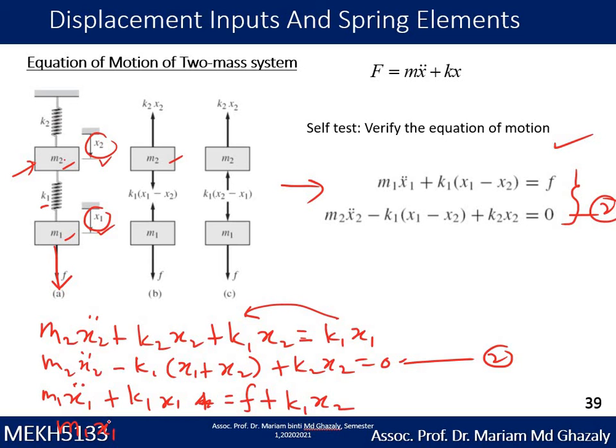M1 x1 double dot, and K1, bring it to the left side, so you have minus K1 (x1 minus x2) equivalent to F. So you have M1 x1 double dot plus K1 (x1 minus x2) equivalent to F. So this is the first equation. Alright, so this is how you derive the equation of motion.